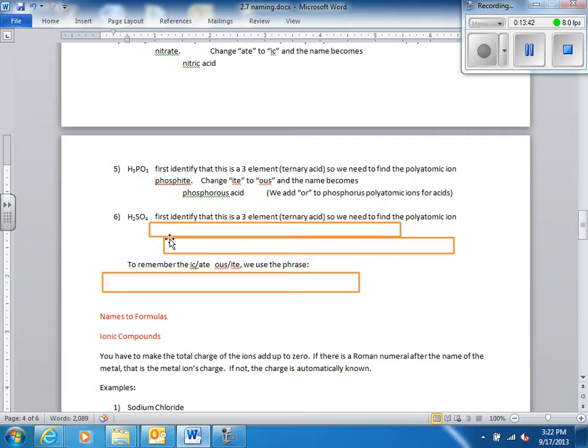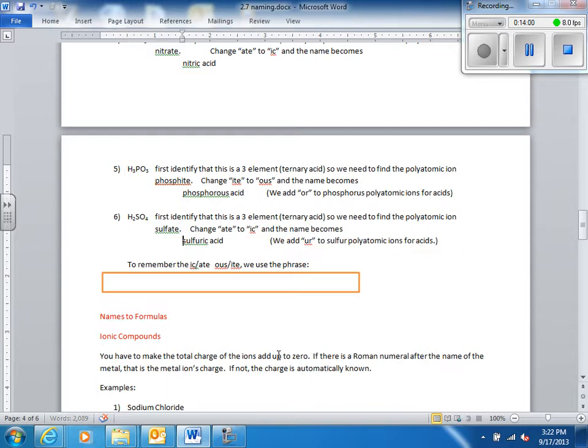Okay, sulfur, same thing's going to happen. But first, identify the polyatomic ion. It's sulfate. And ate becomes ic. So the name you might think is sulfic acid, but sulfur and phosphorus, when they're in acids, are written a little bit differently. Sulfuric acid. We add the UR to polyatomic ions that have sulfur in them.